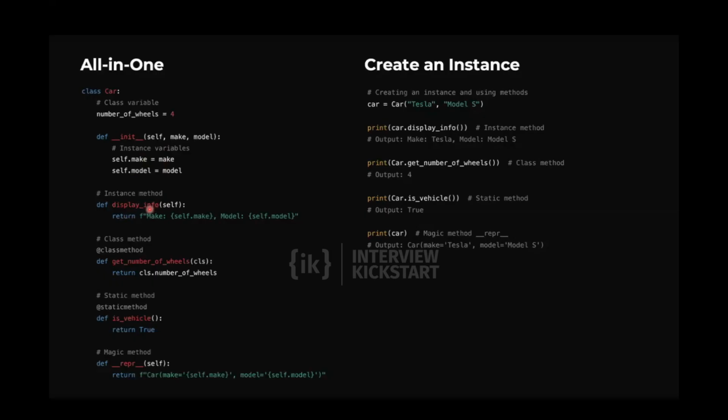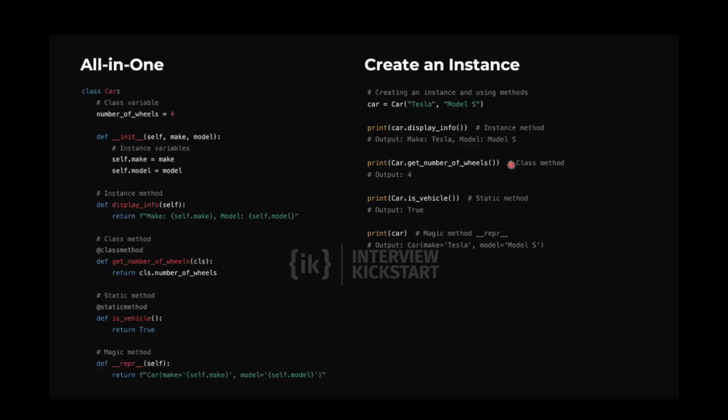And then the display info, to just give us some information on the display. And then we have the class method, get number of wheels. And then we have a static method here, which gets no input and just returns true. It's just a very simple, random static method here. We're going to see more meaningful ones in the notebook. And then this magic method, or the double underscore method, which gives us some representation of this car.